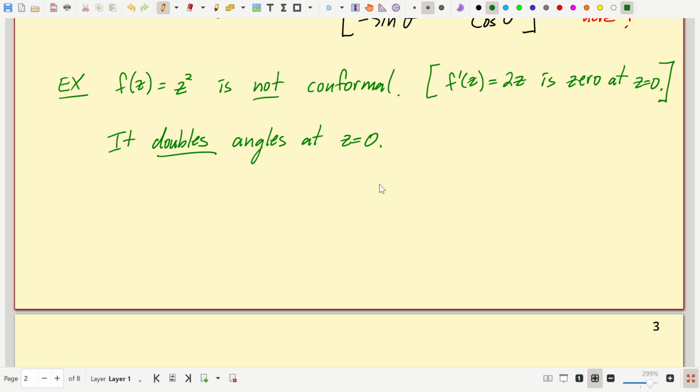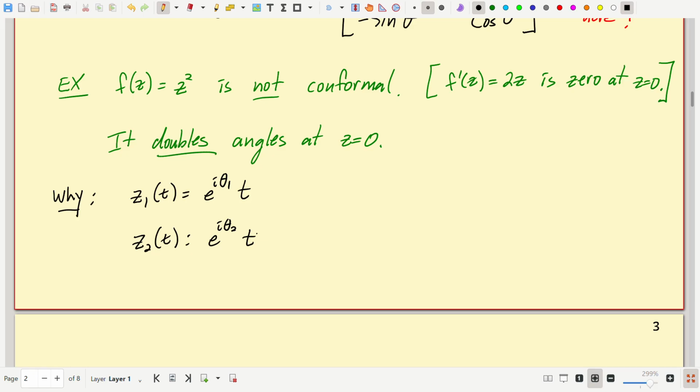Should I do it? Why not? Here's why. Let's say I have z1 of t equal to e to the i theta 1 t. I'll parametrize it by that. And my z2 of t, some other angle, e to the i theta 2 t.